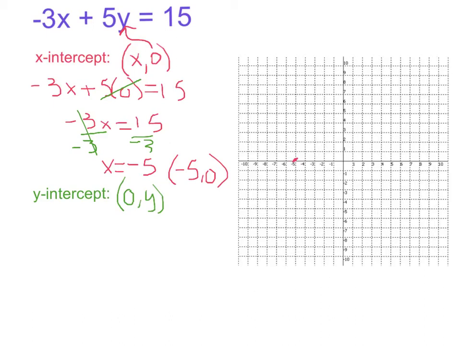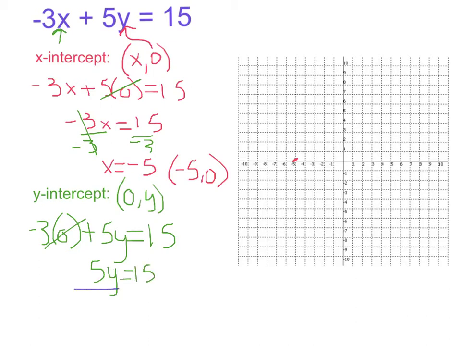Now I'm going to do the same thing, except I'm going to find the y-intercept. So I'm going to plug in 0 for x and solve for y. So negative 3 times 0 plus 5y equals 15. So the negative 3 times 0 cancels out, and I'm left with 5y equals 15. Divide both sides by 5. So y equals 3, which means the y-intercept is at the point 0, 3.